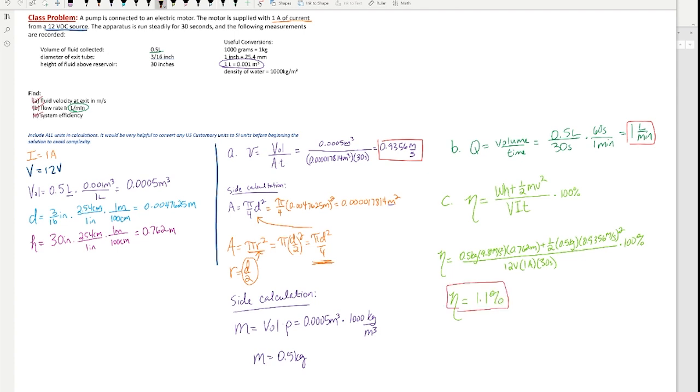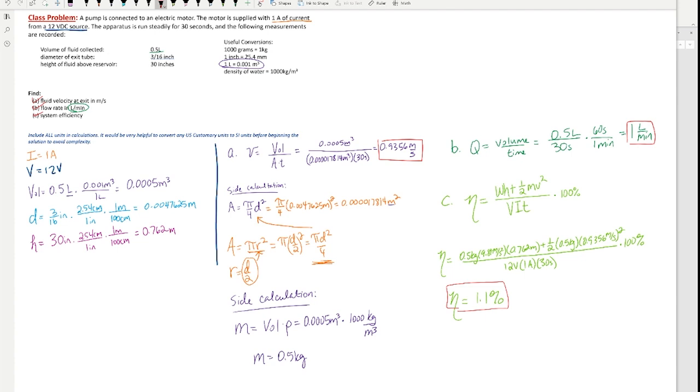I like this problem because it really applies everything that we just learned about calculating efficiency. You had to find velocity, you had to do a side calculation in order to find the area, in order to plug that into your velocity equation. You also had to find flow rate. So now you see the power of having flow rate in order to present your information to people. And then in order to find your efficiency, you had to find your mass using another side calculation and then plug it into your efficiency equation.